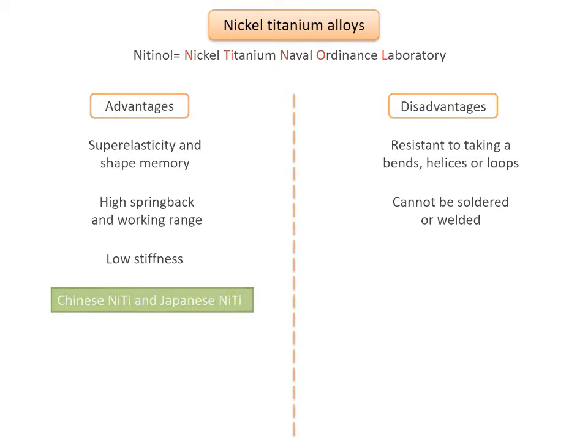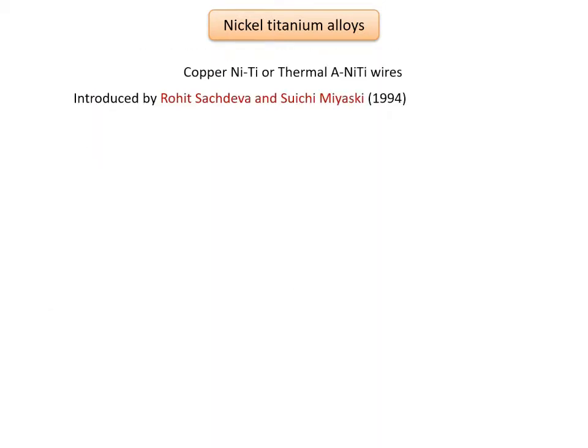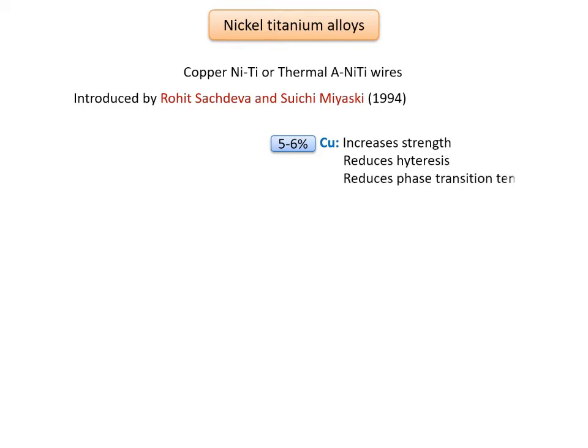Another variant of nickel titanium alloys is the copper nickel titanium or thermal alpha nickel titanium wires, which was introduced by Rohit Sachdeva and Suichi Miyazaki in 1994. It is composed of copper, about 5 to 6%, which is added to increase the strength, to reduce hysteresis, and reduce phase transition temperature.